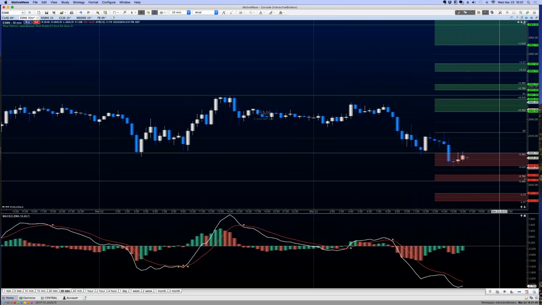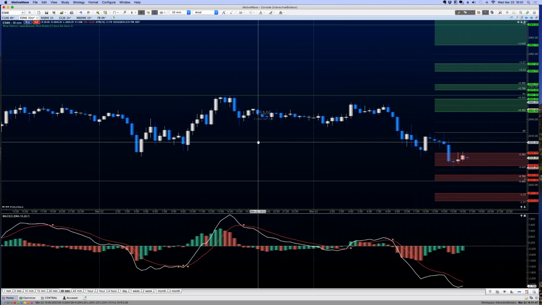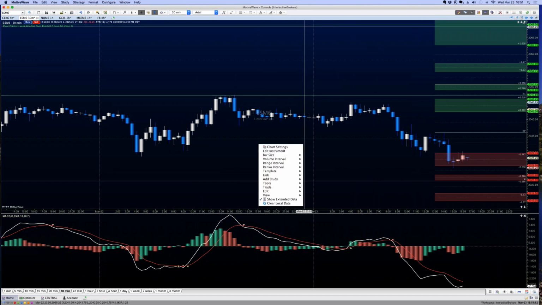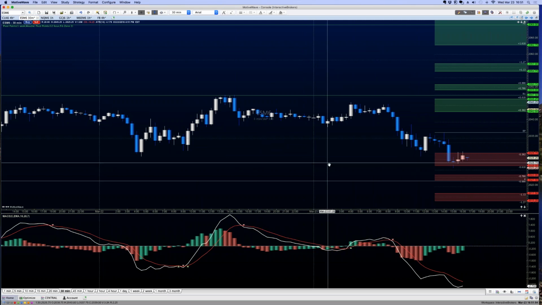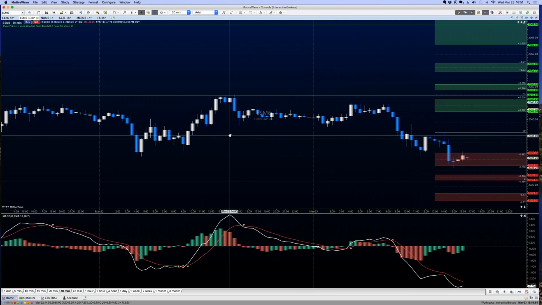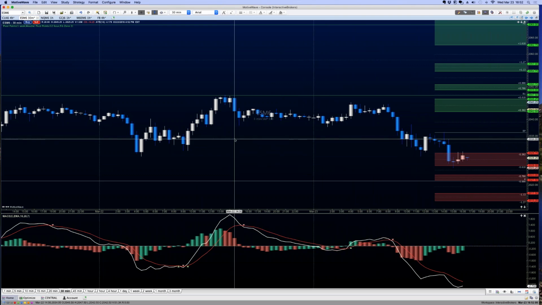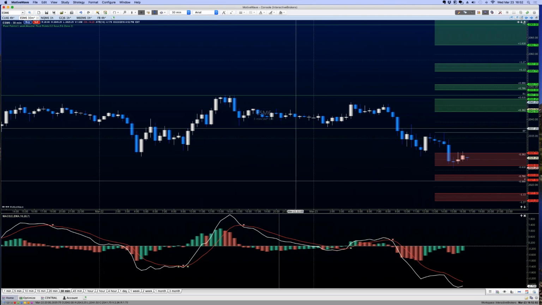If you come into an average, look to the left and look for congestion. Because guess what? Some of us are going to use an 18 exponential. Some of us are going to use a 20 simple. Some of us are going to use a 10 exponential. Some of us are going to use a 10 simple. Some of us are going to use a 5.